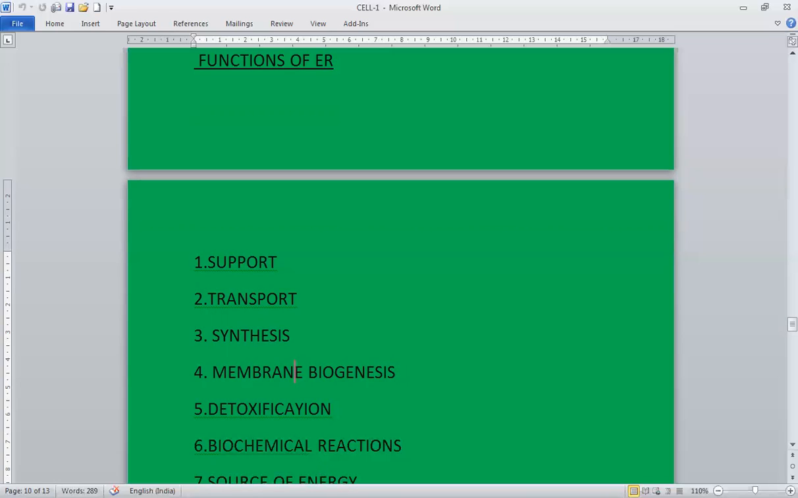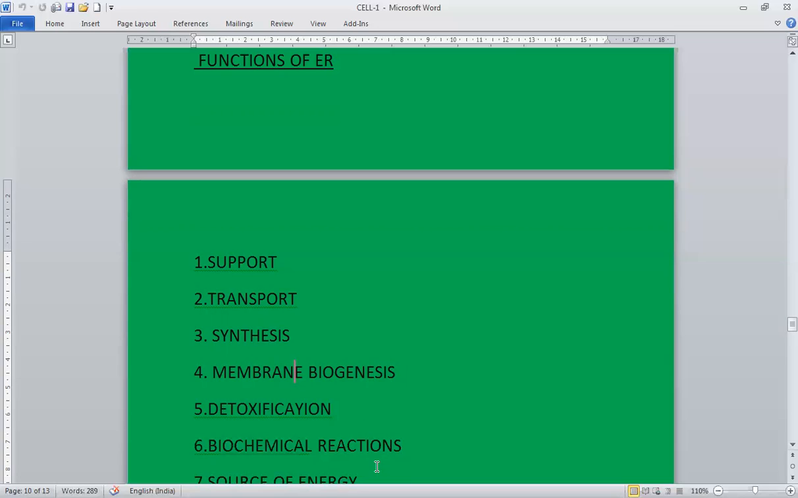The next function is detoxification. What do you understand by detoxification? The SER, that is smooth endoplasmic reticulum, brings about detoxification of many drugs and toxic substances in the liver cells of the vertebrates. So in this way, it helps in detoxifying the body.